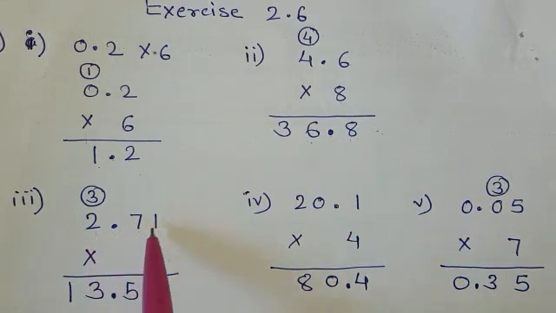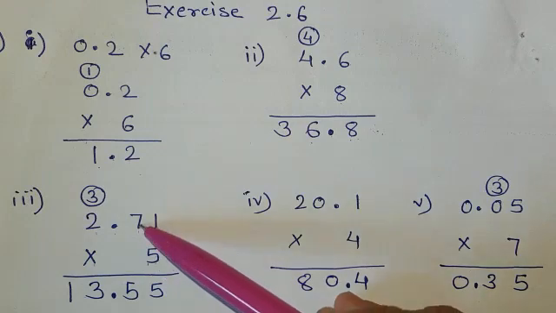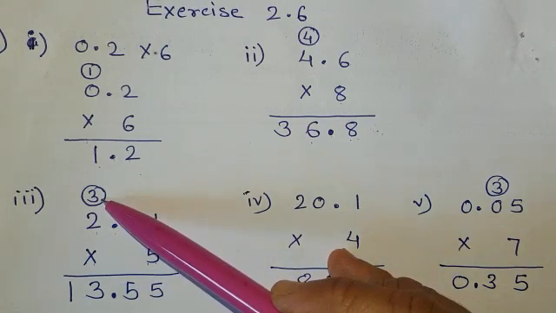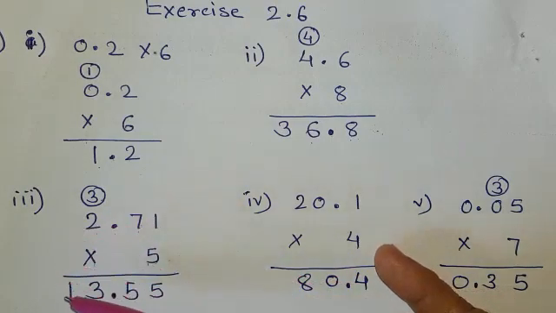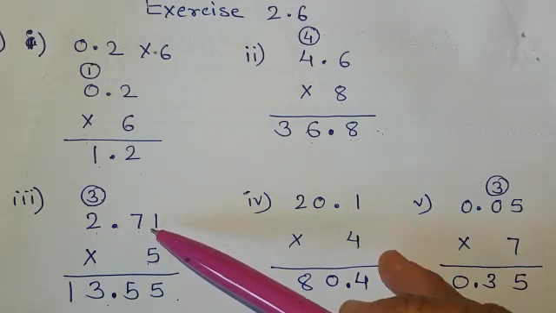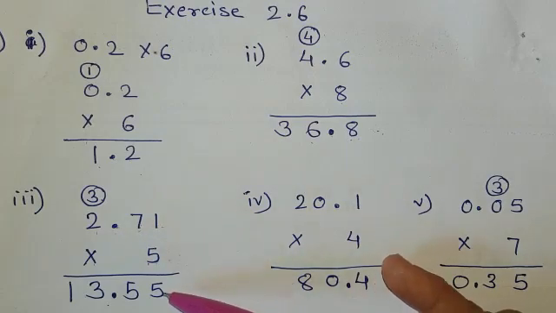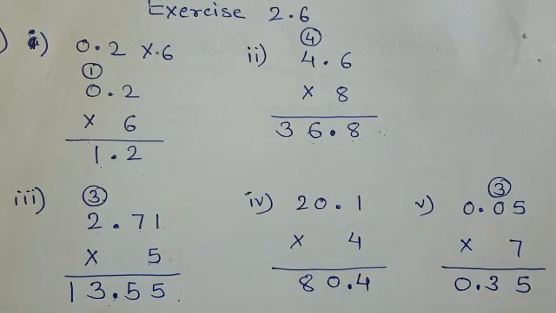Third one, 2.71 multiplied by 5. 5 ones are 5. 5 sevens are 35. 5 here and 3 carry on to the next number. 5 twos are 10 plus 3 is 13. You do the normal multiplication as we do for normal numbers and then put the decimal point into the final product. Now after the decimal point there are two digits. So starting from your right side, leave the two numbers 1, 2 and put the point here. So my final answer is 13.55.